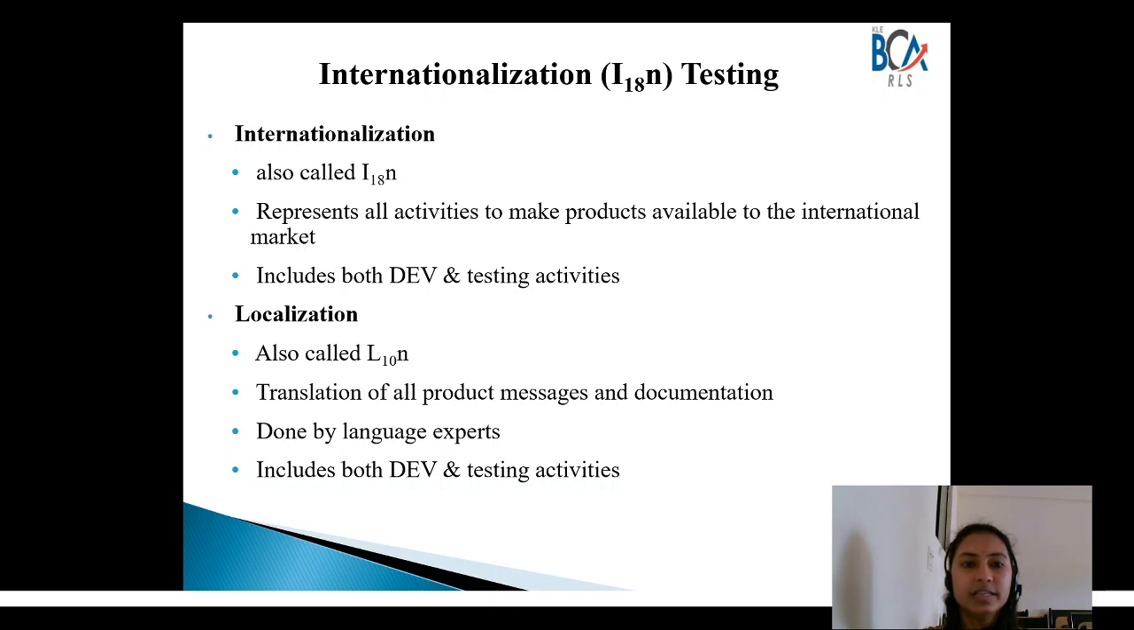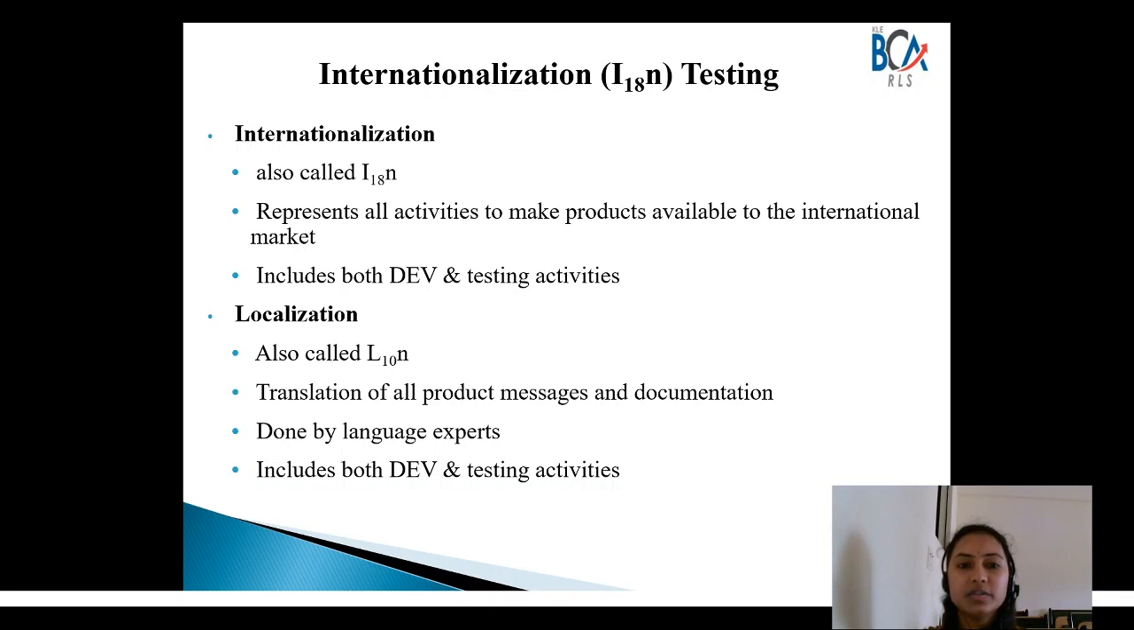Let us see what internationalization is. This is also called I18n, and it represents all the activities to make products available to the international market. It includes both developing and testing activities, which means the developer will also take care of the application while developing, in terms of which regional or local languages it has to be developed for. And the testing also has to be carried out considering the language developed.